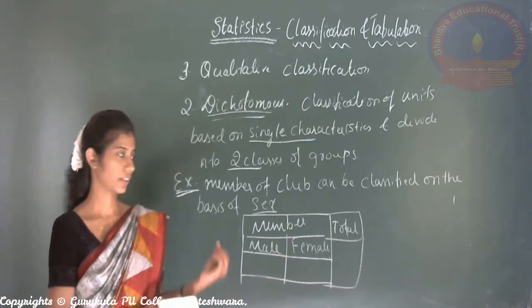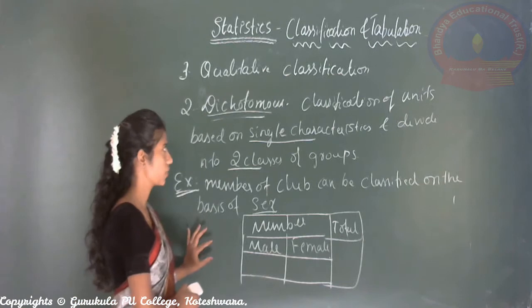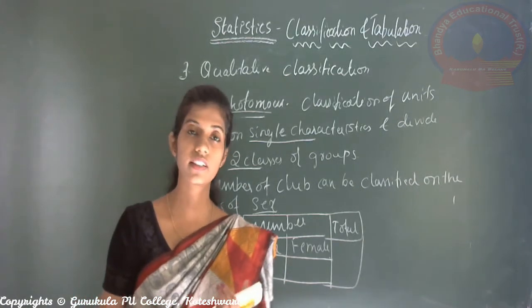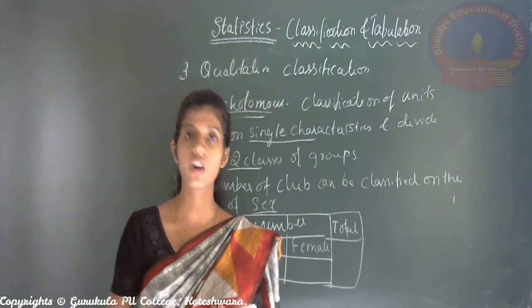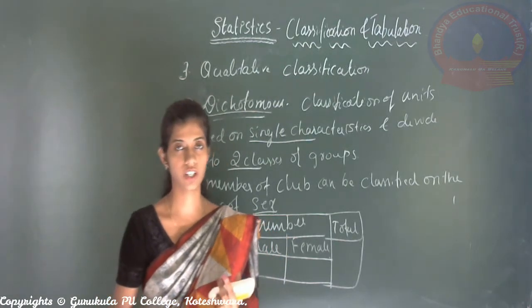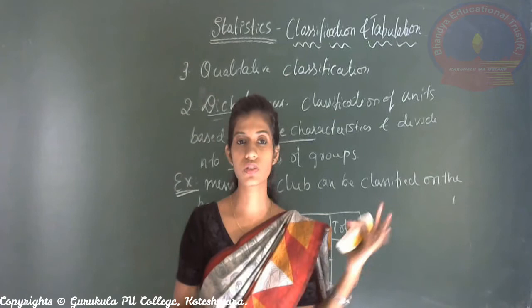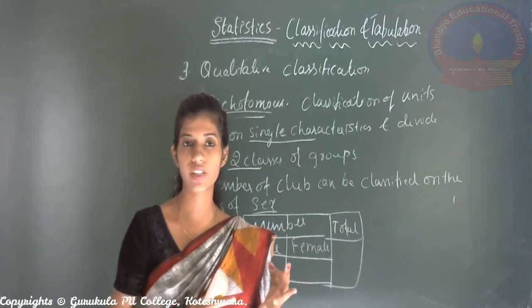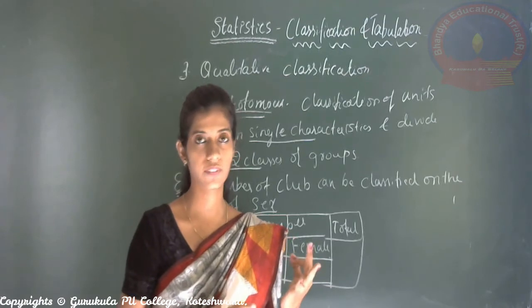Okay, next and last one under qualitative is the contingency table or manifold classification. Now these two are simple, one-way. Dichotomous is a simple classification.